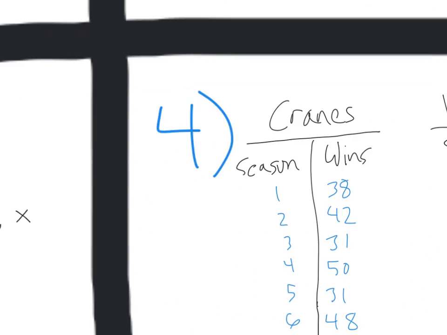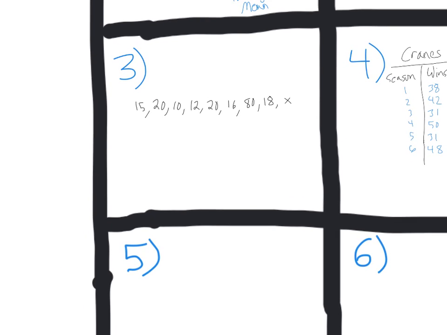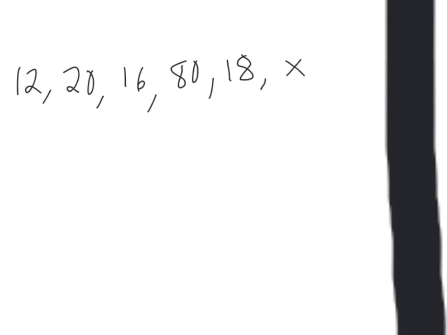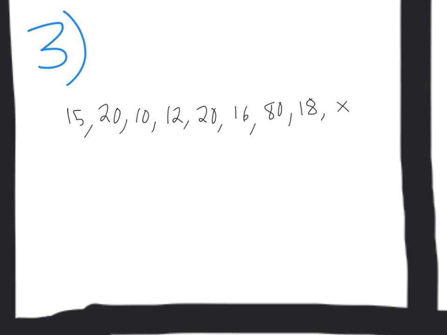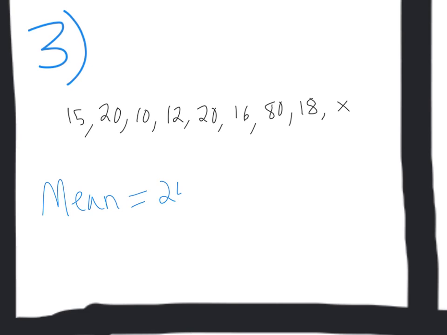Okay, let's go on to number 3, which is probably the hardest question of them all. The mean of this data set is going to be the mean or the average. Remember, those two words are the same. The mean of this data set is going to be 24. And here we're given 9 different numbers, but we do not know that last number.